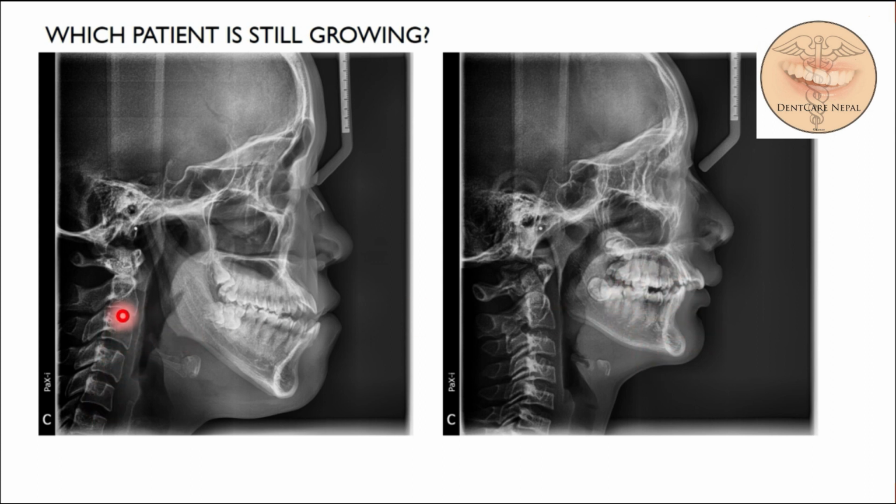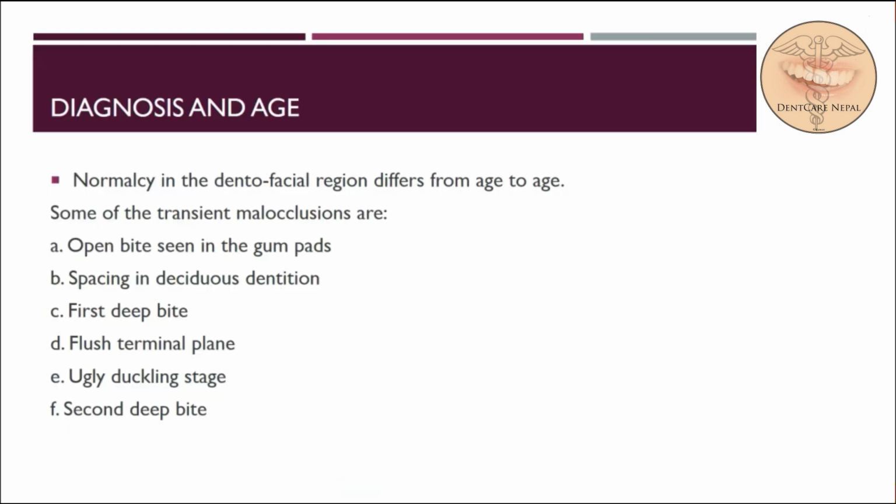However, in this patient the C2, C3 and C4 concavities are prominent, and the body shape of C3 and C4 is vertical rectangular. So the patient is already in CVM stage 6, CS6. Growth has already completed. It is skeletal class 3, and camouflage treatment is very unlikely to be successful. So surgical treatment is required for this patient. This is the clinical implication of estimating growth and age.